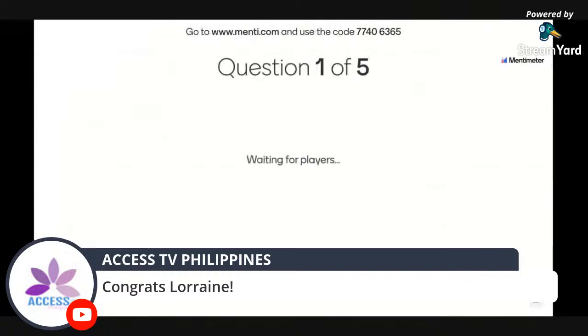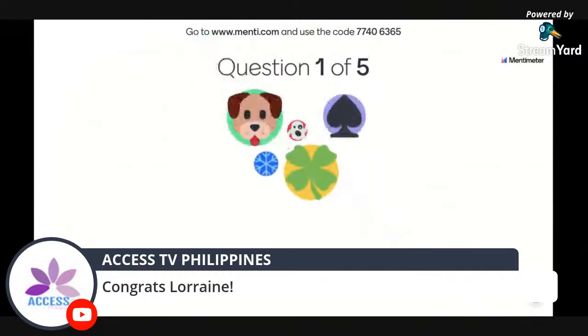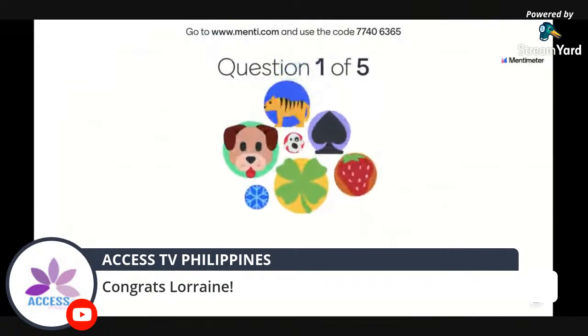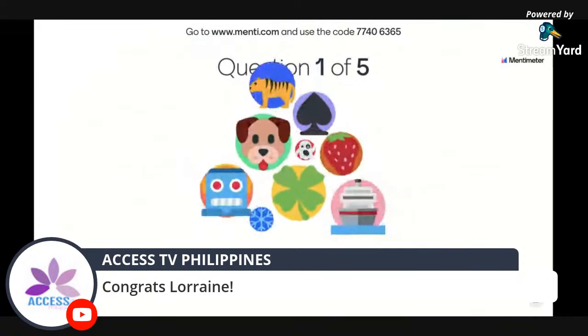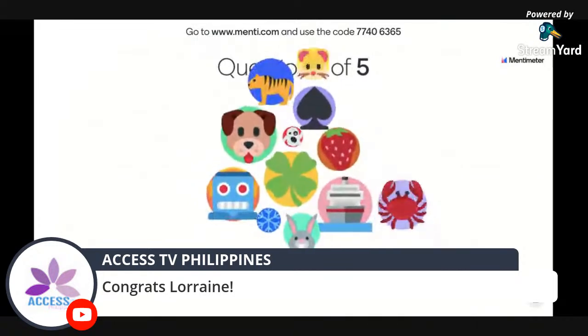Ayan, so nasa screen nyo na yung code for the next round. Okay, again, go to www.menti.com. For every round, there is a new code. Ganun yon sa menti.com. So, every round, new code. Ayan na yung code. 7740-6365. Pasok na, guys. You can see the code on your screen. Malabo daw yung code. Okay, sige. 7740-6365. Okay, that's the code. Kita na?